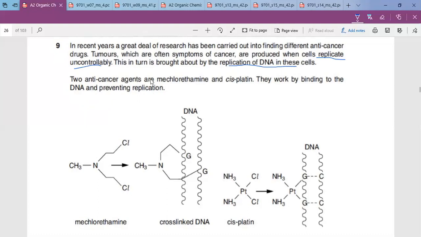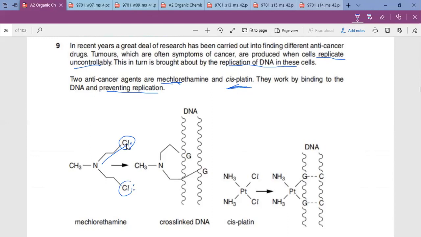The two anti-cancer agents are mechlorethamine and cisplatin. Cisplatin is quite common, later you'll find it in your chemistry. They work by binding the DNA and preventing replication. So how do you do it? Now remember, first of course is a dichloro. I'm going to use pen. Dichloro, chloromethylamine. Now here is the lone pair.